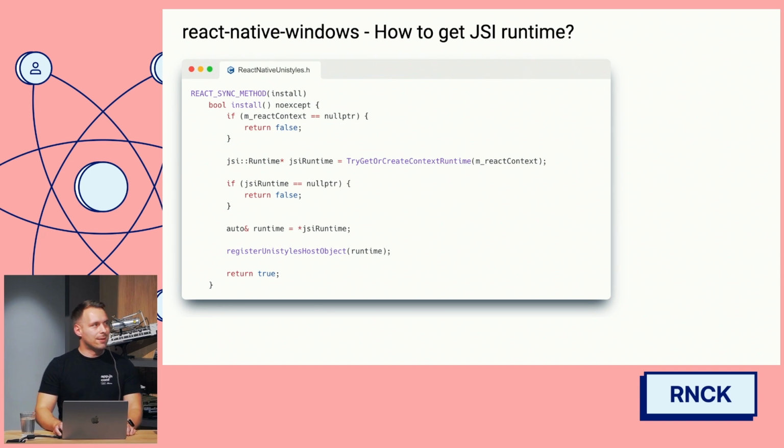Now, the last part that took me too long is how to get JSI runtime in React Native Windows. It's not that easy. I had to dig into the React Native Windows code and find this mystic function, try get or create context runtime. And from there you will get JSI runtime, and if it's available, you can get JSI runtime. And later you can install your host object, inject something to global, and make everyone happy with always up-to-date Unistyles runtime.